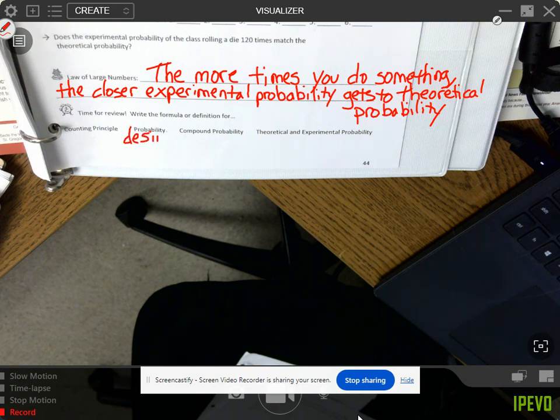Yeah. I like to call it the desired outcomes, what we want. So what you want, or the desired outcomes, over the total outcomes. How many total possible? Okay. So what you want over the total possible.